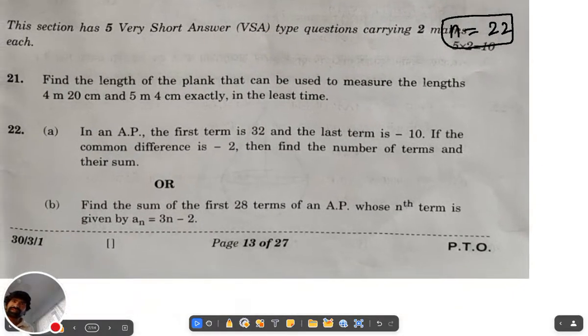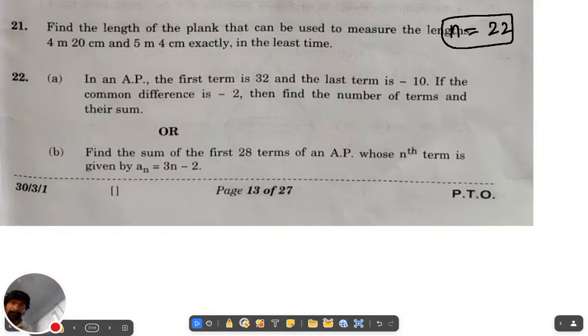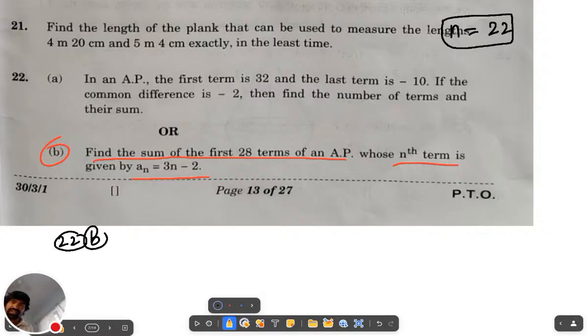So the next question, 22B question, is: find the sum of the first 28 terms of an AP whose nth term is given. an is equal to 3n minus 2. Here the nth term is given, we need to find S28, the sum of the first 28 terms. Okay, write what is given here first. An is given as 3n minus 2. So we need to find S28, the sum of the first 28 terms.